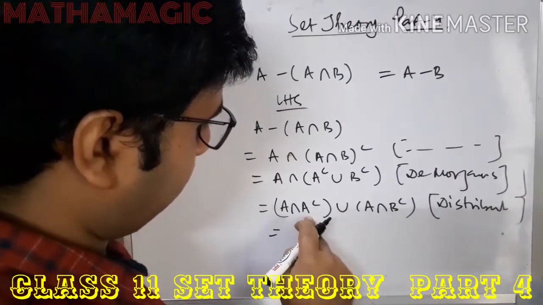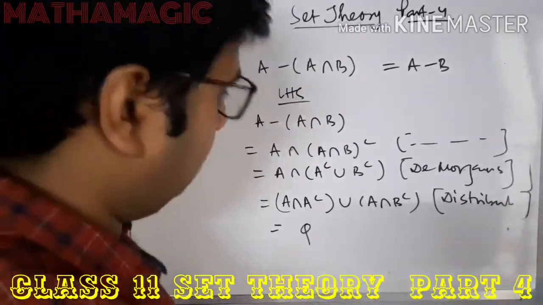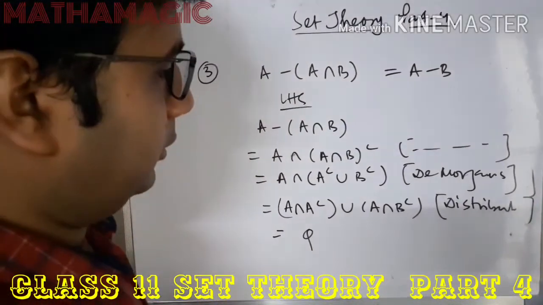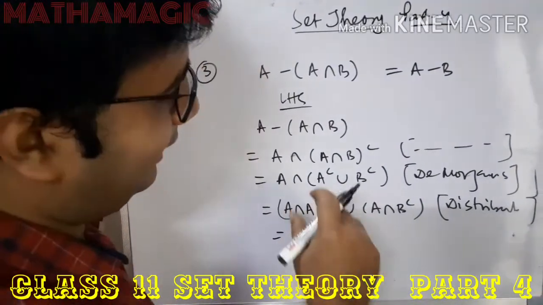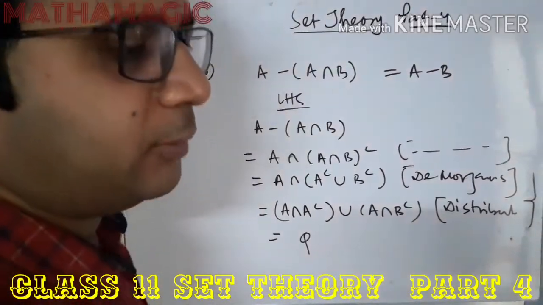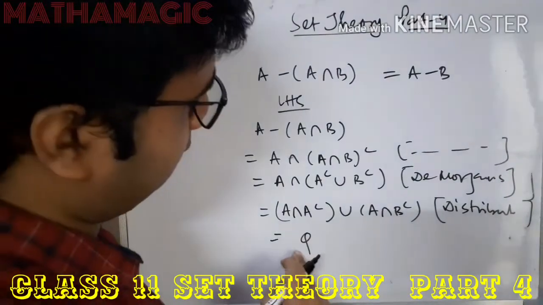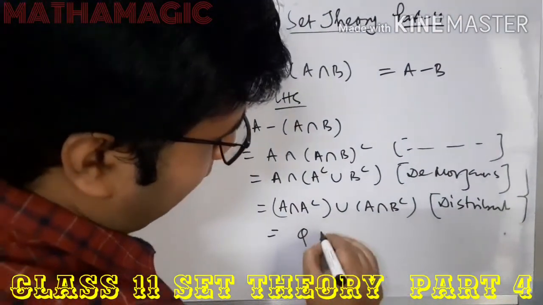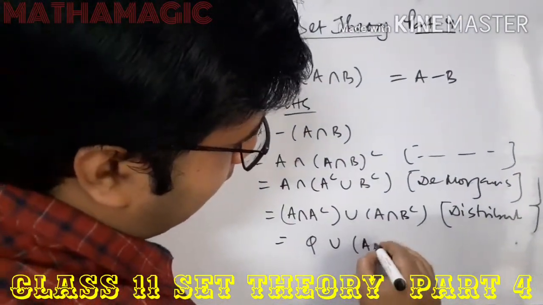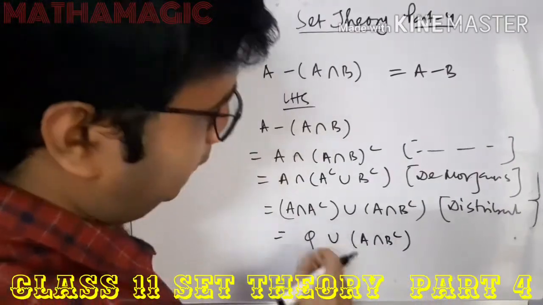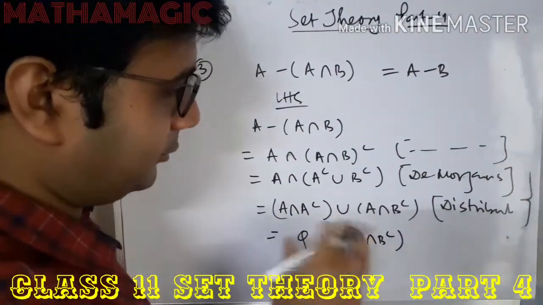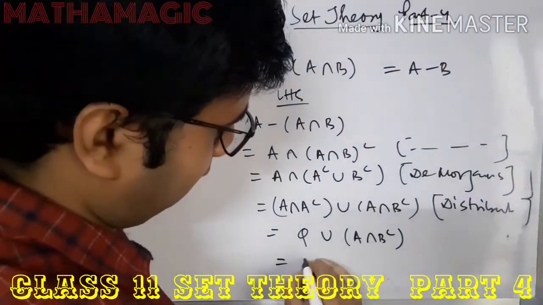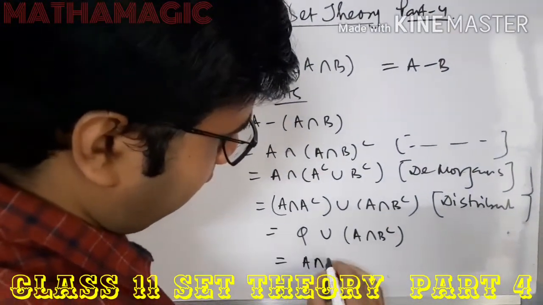A intersection A complement is phi. That means the common parts between A and A complement. There should not be any common part between A and A complement, so it will be phi. Now union A intersection B complement. If we do union of any set with phi, it will become that set only. So A intersection B complement.